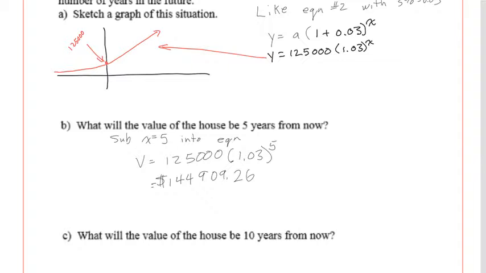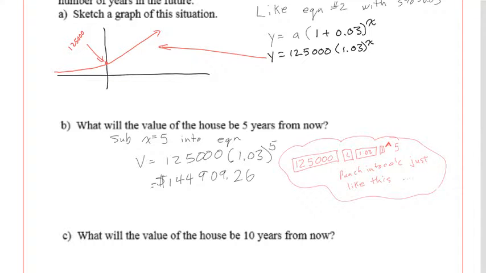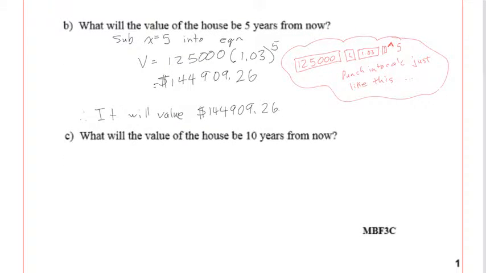And we get 144,909.26, and now we state as our final answer, therefore the value of the house is 144,909. Now just make note of that little bubble that we have on the side there. When you're punching this into the calculator, you punch it in exactly as you see here, and when you do so, your calculator will handle the calculation properly.